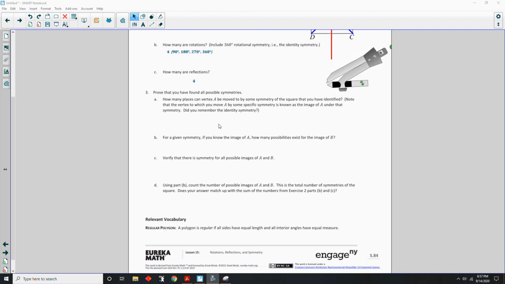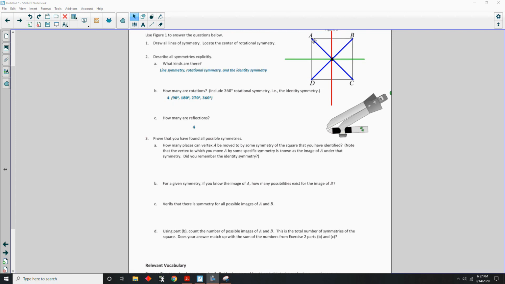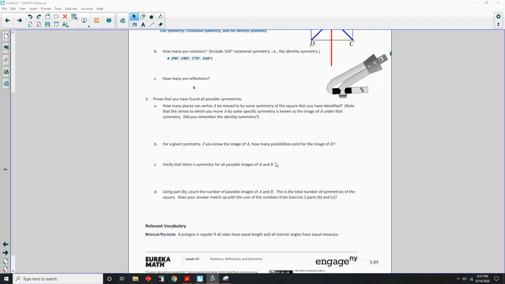Okay, number 3 says to prove that you have found all possible symmetries. How many places can vertex A be moved to by some symmetry of the square that you have identified? So where can A go? Rotate it, it can land on B. Rotate it, it can land on C. Rotate it again, it can land on D. Rotate again, it can land on A again. That's the identity. By some specific symmetry, that is known as the image of A under that symmetry. Did you remember the identity symmetry? So it's 4. Vertex A can be moved to A, B, C, or D.